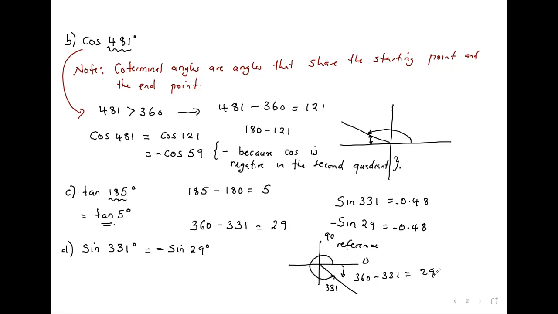And yet you're looking for the value of sine 331. Though we can use 29 to get sine 331, there is a way we must use it. That way is to use it as negative sine 29. So we will borrow the sign from the quadrant where 331 belongs. That's how you know the sign.